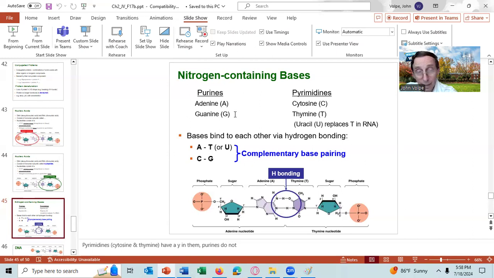Now for RNA, they have 3 of the same bases, meaning RNA has adenine or A, guanine or G, and cytosine or C. They do not, however, have thymine or T. So thymine is not in RNA. Instead of thymine, we replace it with uracil. And uracil replaces thymine, so uracil is a pyrimidine.